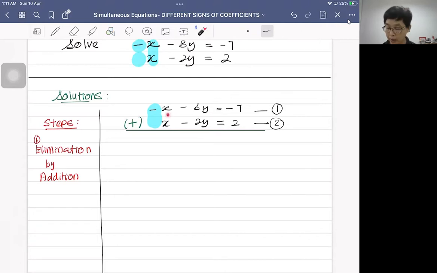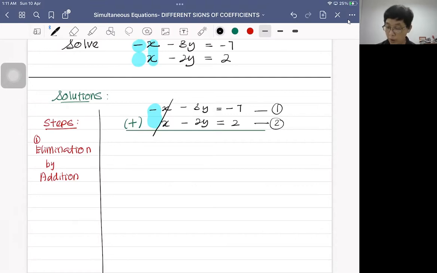Looking at the x, you got a -1 plus a +1, you know that they are going to zero out. Therefore, this whole thing will be eliminated. No more to be found.